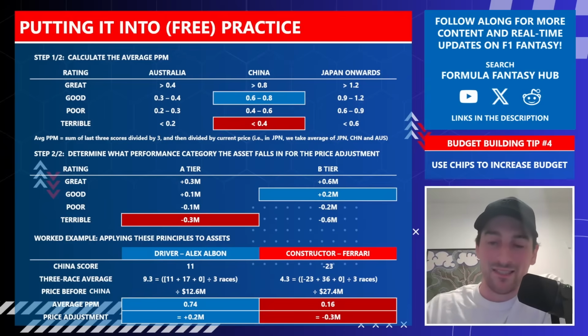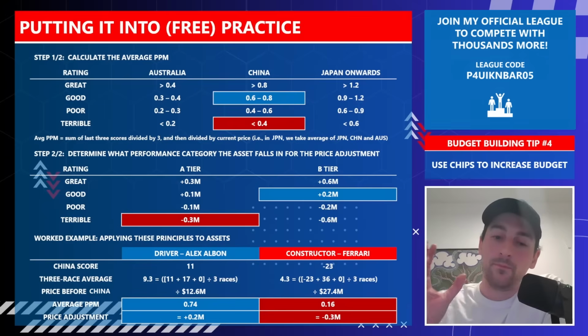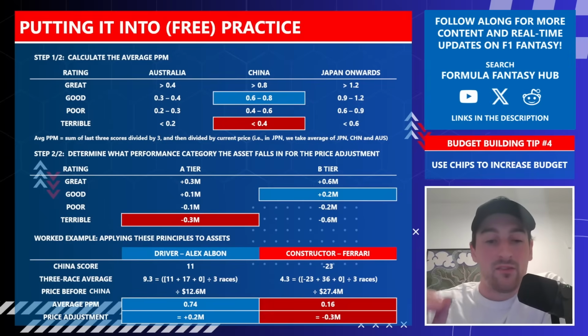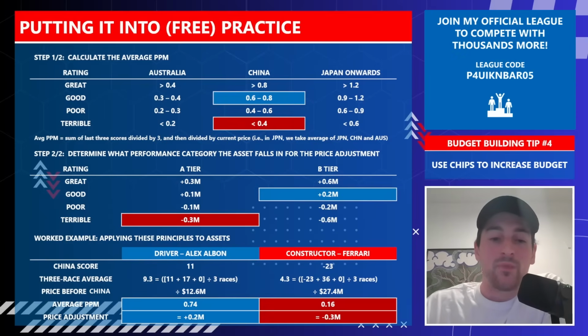If we were doing this, as I said, from Japan, it would be Japan's score, China's score, and Australia's score. So you take the totality of those 3 most recent races and then divide it by 3 to get the average. Alex's score over the last 3 races is 9.3. And then to get his average PPM, you divide it by the price he had before China. Now, that price was 12.6. And to get the average PPM, you take the 9.3 and divide it by the 12.6 to get 0.74.